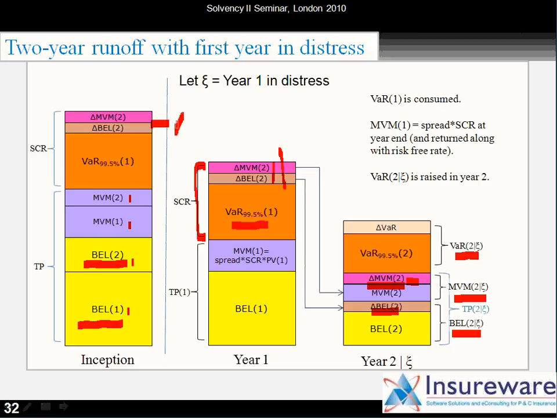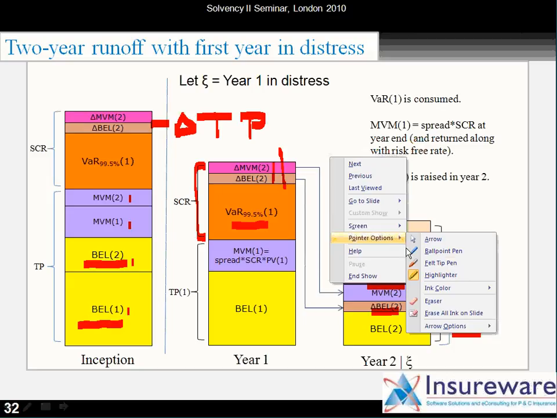This is the delta TP, the change in technical provision. Okay, so what happens if the first year is in distress, the first calendar year?